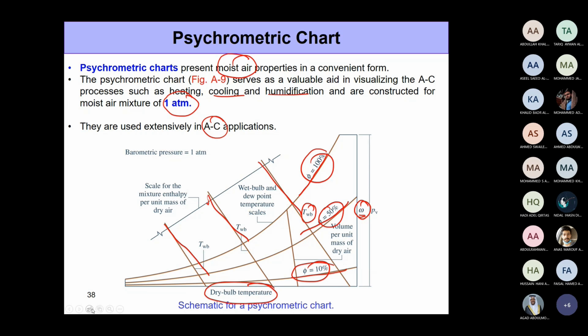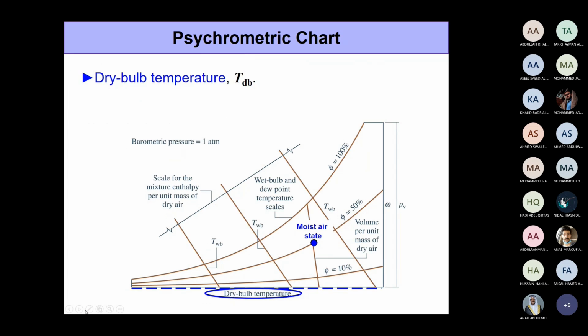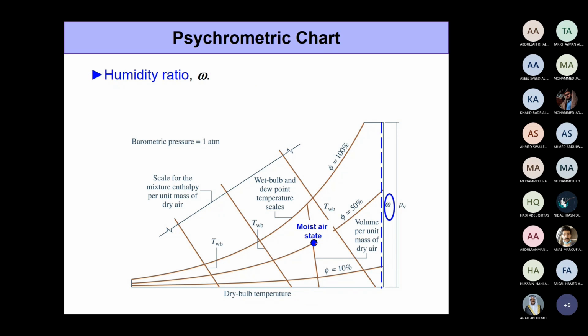Okay, so let's say we have a certain point, we fixed a certain state here by knowing two independent intensive properties, right? So if you want to measure its dry bulb temperature, then you just draw a vertical line straight downwards, and this one gives you the dry bulb temperature. Same way, if you want to measure its, let's say, humidity ratio, then you just draw a horizontal line straight that meets this y-axis, and that point exactly is going to give you the humidity ratio.